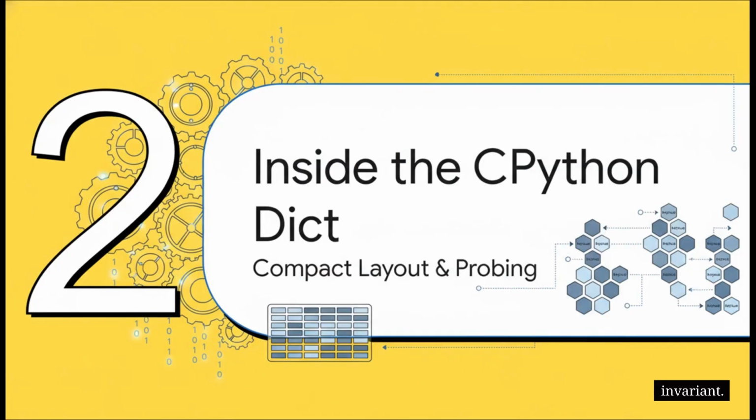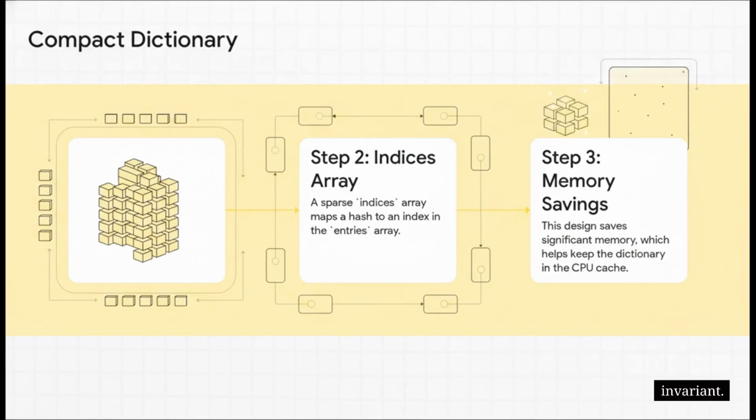Okay, so that's the big picture theory. But the way CPython actually implements this is, frankly, brilliant. It has some really clever tricks to make this all as fast and efficient as possible. Since Python 3.6, the dictionary uses something called a compact layout. So instead of having one huge table with a ton of empty space in it, it splits the job in two. There's one small, sparse array that just holds the indices, and then a second, tightly packed array that holds all the actual data: the hash, the key, and the value.